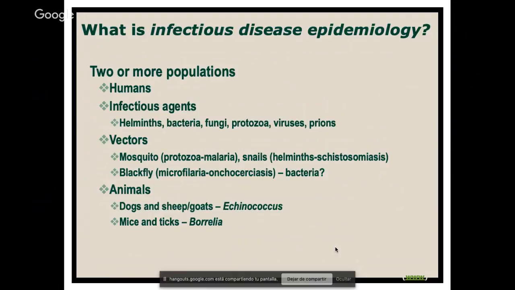What do we mean by two or more populations? First, we have the humans, and then we have the infectious agents like helminths, bacteria, fungi, and viruses. Also, we have the vectors. There is the mosquito, snails, black fly, and the bacteria. And then we have the animals: dogs, sheep, mice, and pigs.